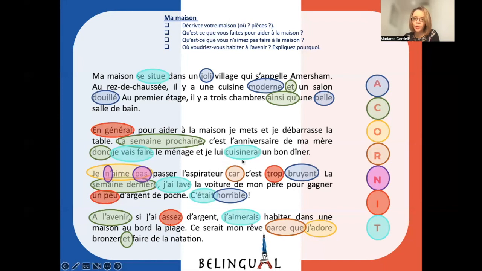Je lui cuisinerai. D'accord? And the third paragraph, we moved into the past. We've started here with the perfect tense. J'ai lavé, followed by the imperfect here, c'était. D'accord? And in the end, in the last paragraph, we've used the conditional tense with j'aimerais and ce serait here.